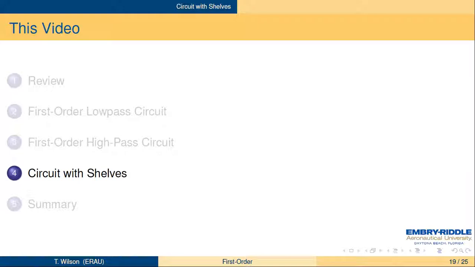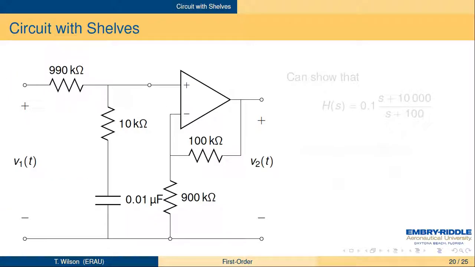Okay, let's look at a slightly different kind of circuit. This one has what you call shelving behavior or frequency shaping behavior. The first two, the low pass and the high pass, are called frequency selective filters because they select a band of frequencies to pass, and then the rest of the stuff they attenuate. This is a shelving circuit which is going to have different gains at different frequency bands.